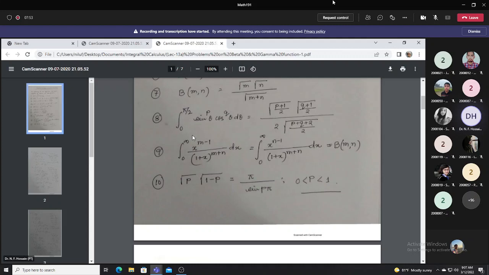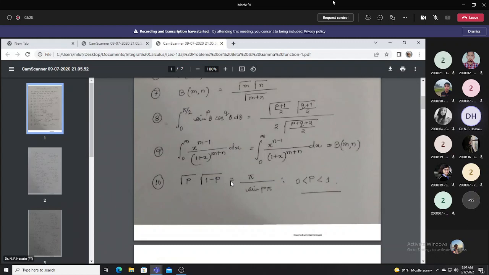And in the problems, we have done this one: the integral from 0 to infinity of x to the power m minus 1 divided by 1 plus x to the power m plus n is the same as the integral from 0 to infinity of x to the power n minus 1 divided by 1 plus x whole to the power m plus n. These two are equal, and this is another expression for beta m n. It was done in our previous lecture file.